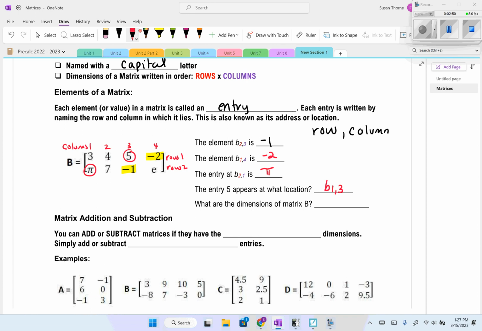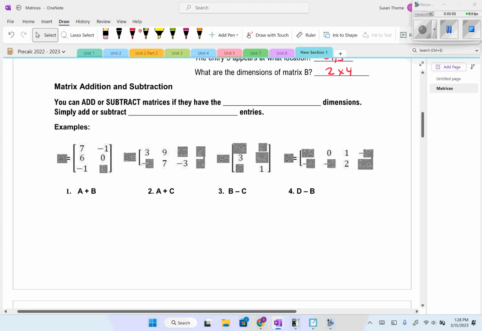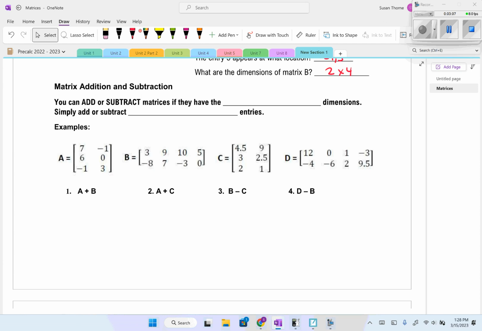What are the dimensions of matrix B? So matrix B, if it has 2 rows and 4 columns, it's a 2 by 4 matrix. Next, let's talk about matrix addition and subtraction. You can add or subtract matrices if they have the same dimensions. Simply add or subtract corresponding entries.